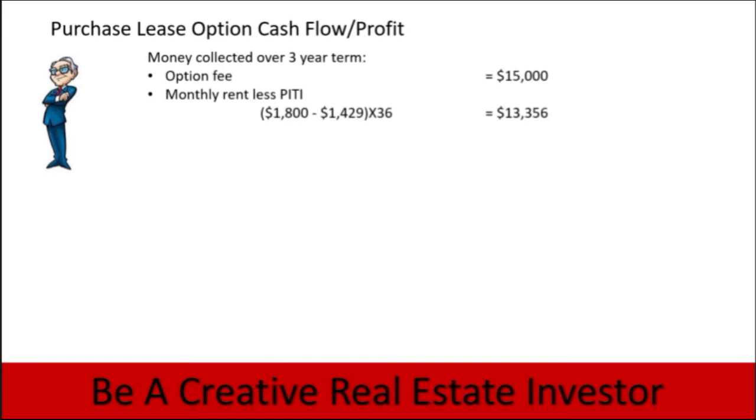That's your principal and interest payment. So that's your mortgage payment combined, your taxes, and your insurance. In total, that comes up to $1,429. The difference between those two numbers times 36, of course, of 3 years, is $13,356. Now you've got the profit from the sale, so you're selling the property in the future for $345,000.